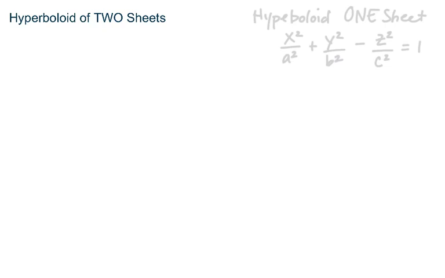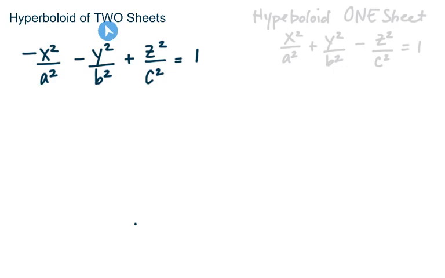The hyperboloid of 2 sheets is negative x squared over a squared minus y squared over b squared plus z squared over c squared is equal to 1. So a hyperboloid of 2 sheets has 2 negatives and 1 positive, equal to 1. All 3 terms, x, y, and z, are squared. And the positive term lets us know the axis that we're going to be orbiting around. So in this case, we will let z be the axis.